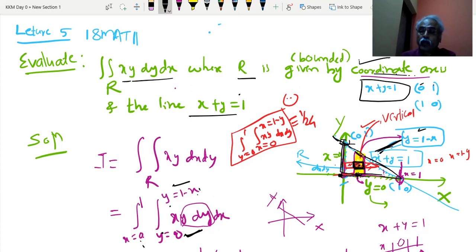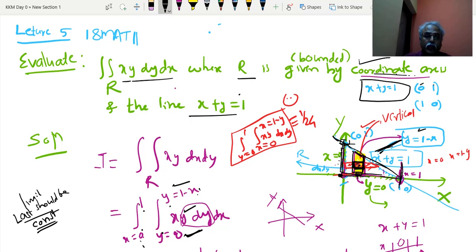Once the y limit is over, this whole strip will be created when you move it up and down. When the whole strip is created, move it from the minimum, that is leftmost x equal to 0, to the rightmost point x equal to 1. So that becomes x equal to 0 to 1. The last limit should be a constant limit, otherwise not possible. Once the limits are done, then there should not be any problem.